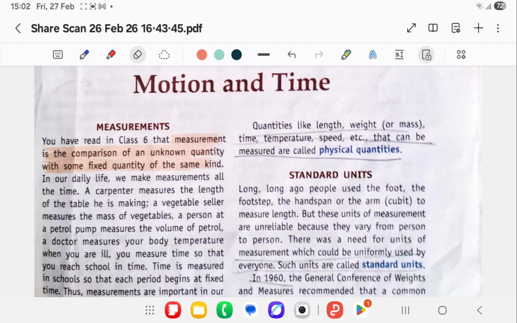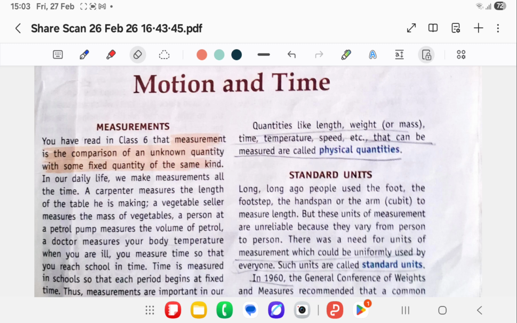When you see a vegetable seller, what does he do? In one of the pans he sets the weights and in the other pan he keeps the vegetables. So he is comparing the 1 kilo weight with the vegetables he is keeping, to see whether it is the same or not. The vegetables' weight is unknown and the weights, 1 kg, half kg, 250 grams, are known quantities. So whenever we compare any unknown quantity with a known quantity, we are doing the measurement of that quantity, and this is termed as measurement.